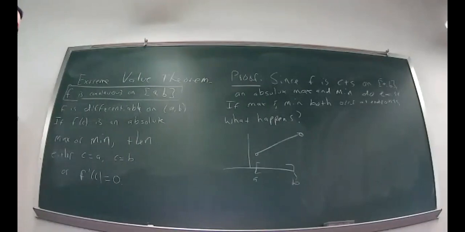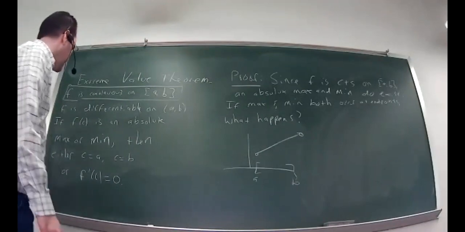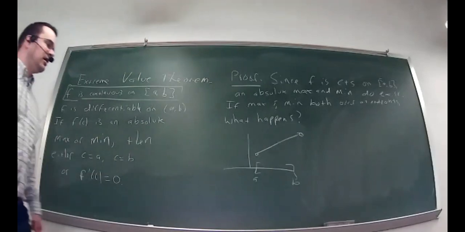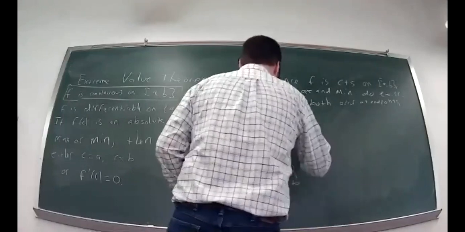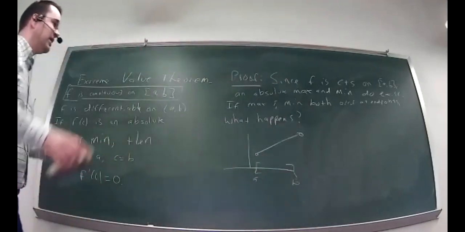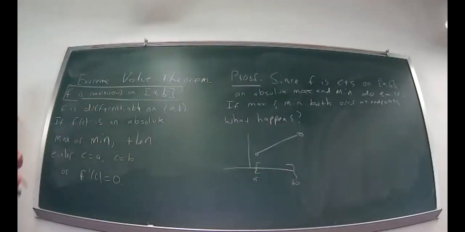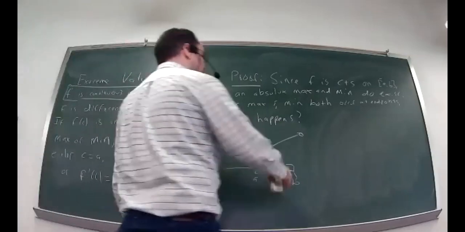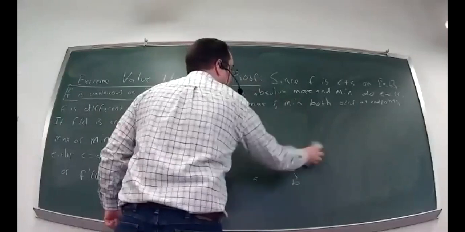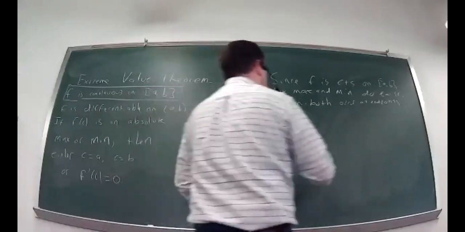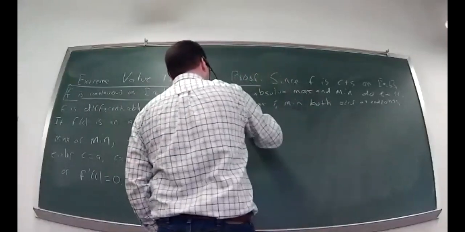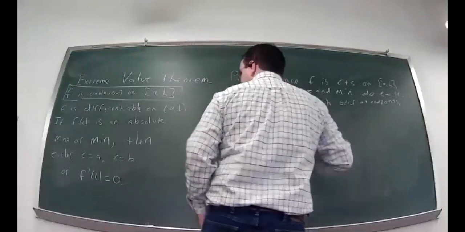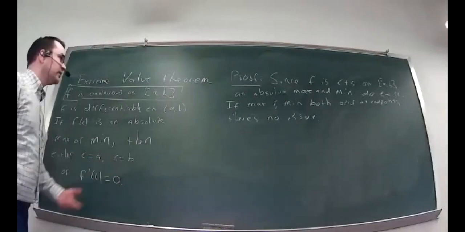There's no contradiction. What we have to worry about is what if you have a maximum or a minimum that does not happen at one of the endpoints? What if you have a maximum or a minimum that happens at the interior? We should show that f prime of c is equal to 0. So if the maximum and minimum both occur at endpoints, there's no issue because that's part of the theorem.